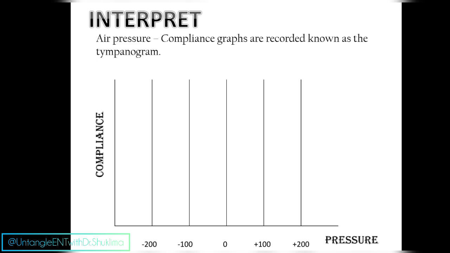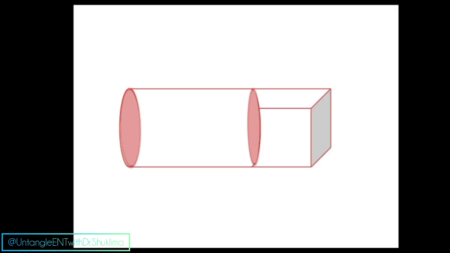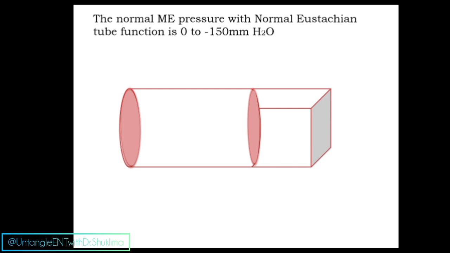This graph is the tympanogram, which is the air pressure and compliance graph. The x-axis represents the pressure measured in millimeters of water and the y-axis is the compliance measured in ml. Now this pressure ranges from minus 200 to plus 200. The dictum here is, the more the sound is reflected, the less is the compliance of the tympanic membrane. Now let's learn and understand the basics. The normal middle ear pressure with normal eustachian tube function is 0 to minus 150 mm of water.